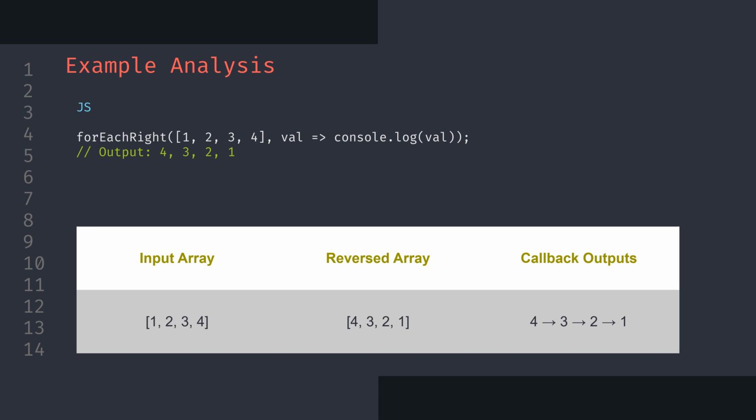In this example, the input array 1, 2, 3, 4 is reversed to 4, 3, 2, 1. The callback function is executed for each element in the reversed order, producing outputs 4, 3, 2, and 1.